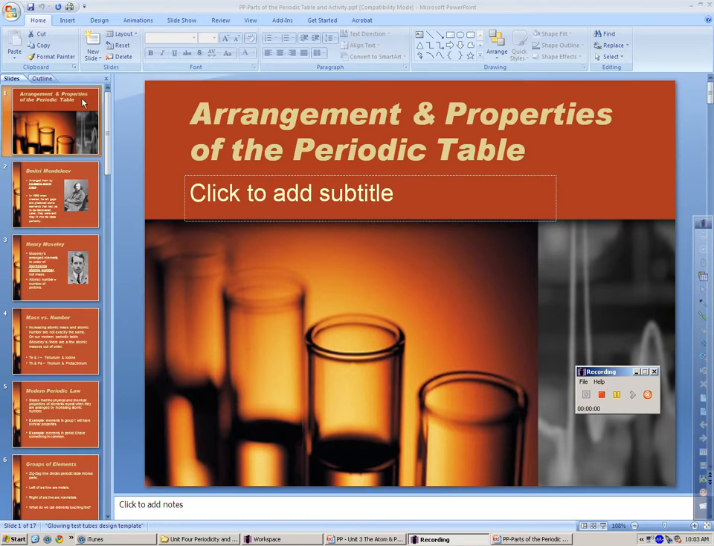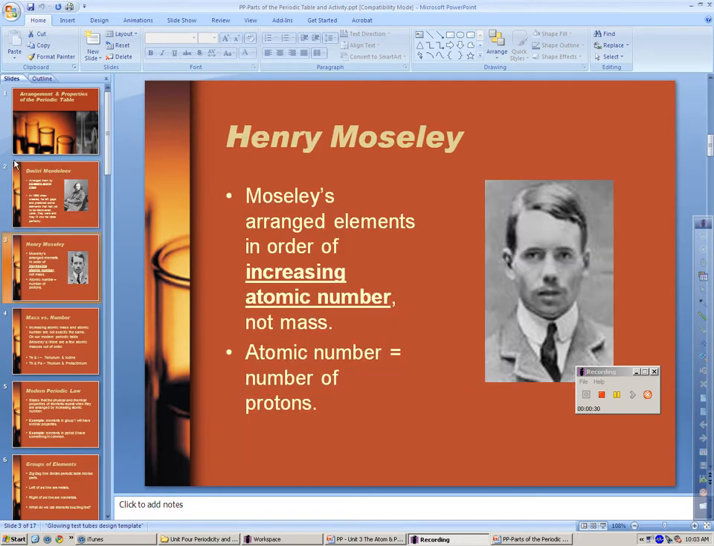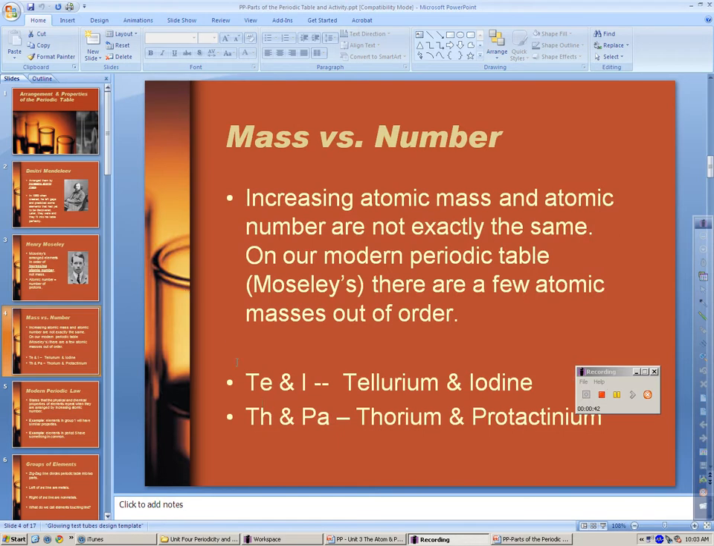So, let's first talk about Dmitri Mendeleev. He arranged the periodic table according to atomic mass rather than atomic number. Moseley arranged it by increasing atomic number. So, Moseley was the one whose table we're using today, because at these two spots right here, there is a difference. It actually goes down. Tellurium, Te, is 127, iodine is 126, so it goes down. So not Mendeleev's table, just so that way you remember.